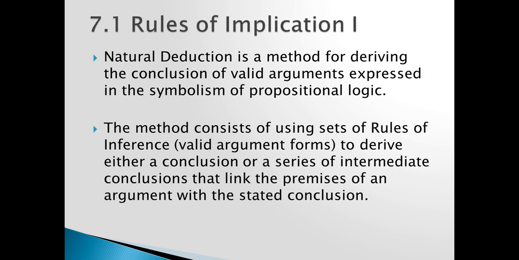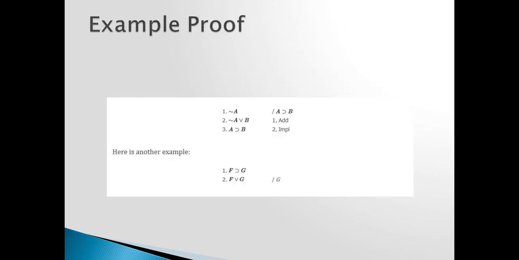Okay. So as I just said, this is going to be a method consisting of using sets of rules or inferences to derive either a conclusion or a series of intermediate conclusions that are going to link up with the premises of an argument and eventually get us to that stated conclusion that we want, proving it. Okay, so here is an example of what a proof might look like.